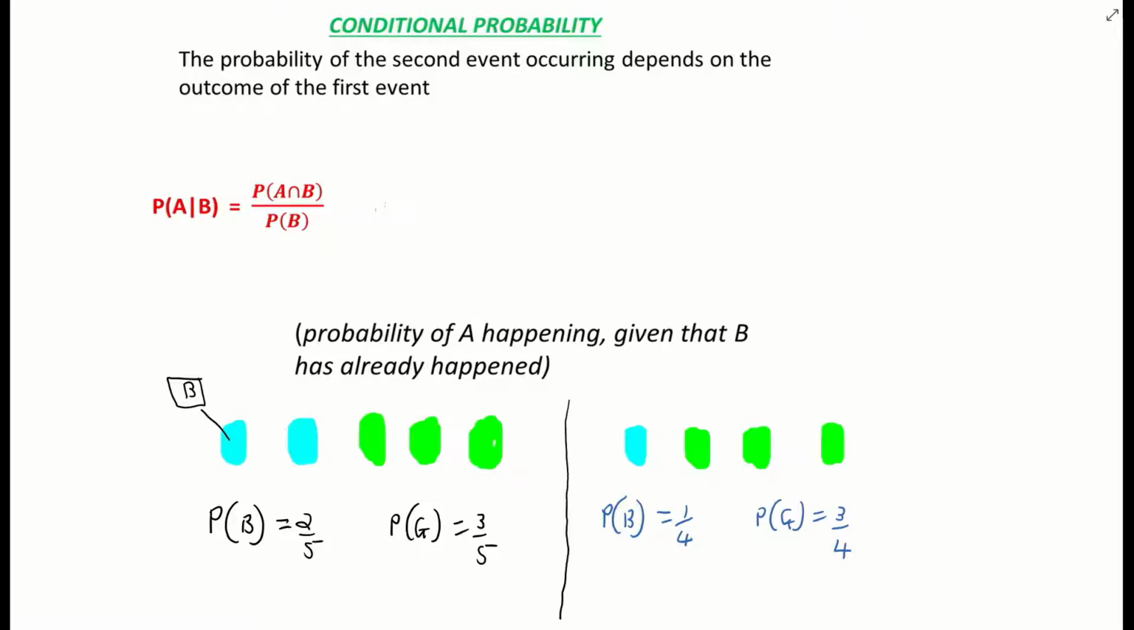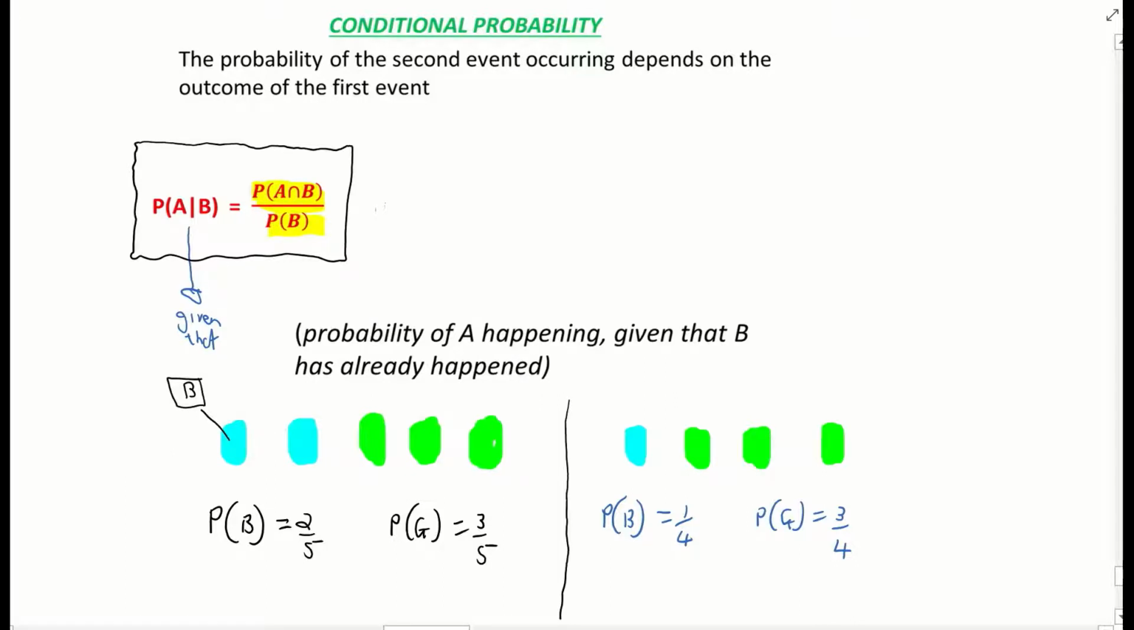So up at the top here, I have just written down the formula that you're going to need. To keep this in mind, it's pronounced as the probability of A happening given that B has already happened. So this little symbol here is standing for given that. And just have a look at our examples down there with the colored beads. In order to find the conditional probability, what you do is you get the intersection of the two events, and then you divide it by the probability of the event that has already happened.